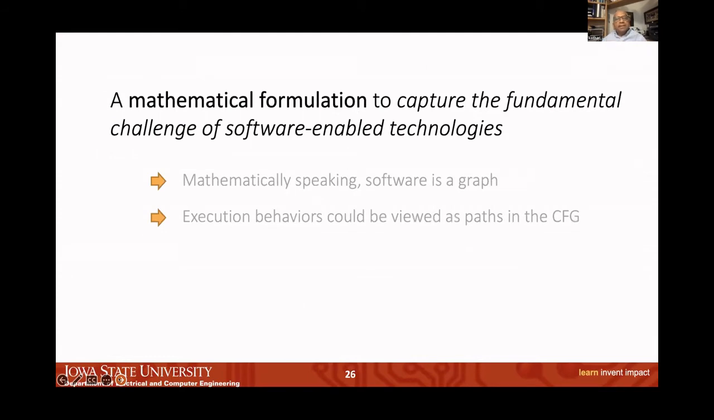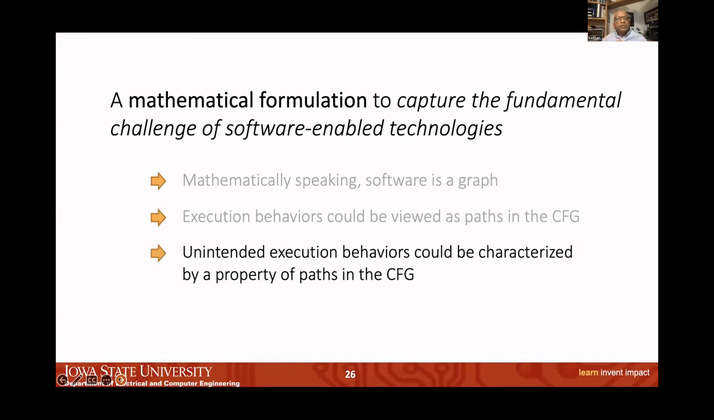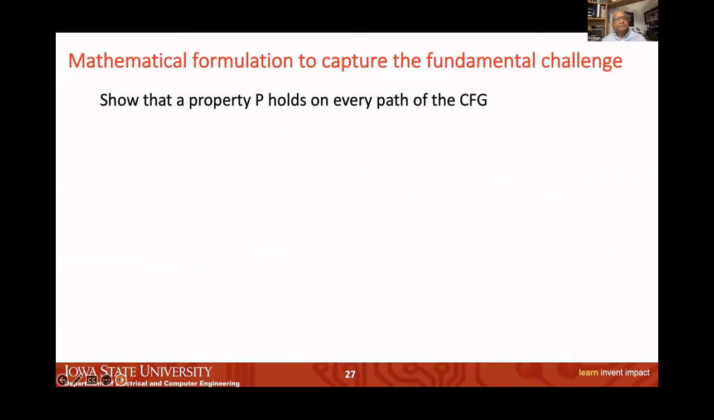Now, the third step of the mathematical formulation. Remember, the goal is to find the unintended behaviors. Unintended execution behaviors can be characterized by a property of paths in the CFG, and we need to show that the property P holds on every path. That's where the difficulty lies, because of the potentially infinite number of paths.